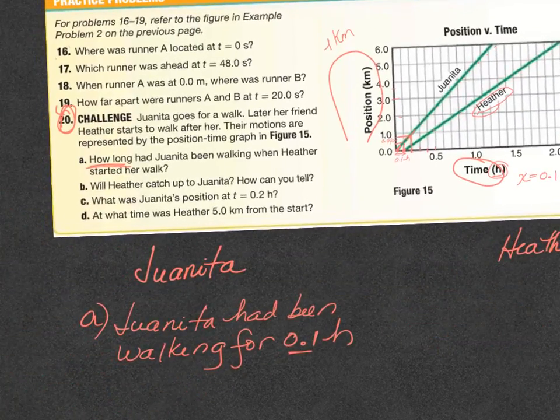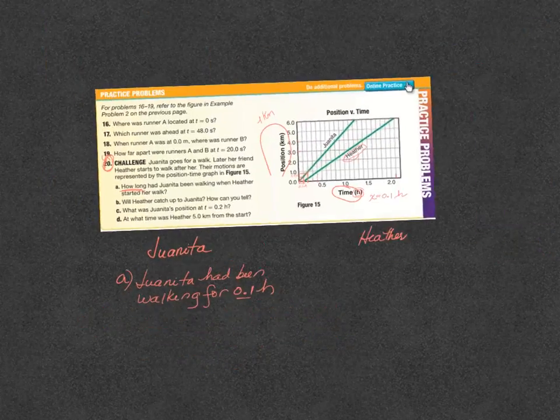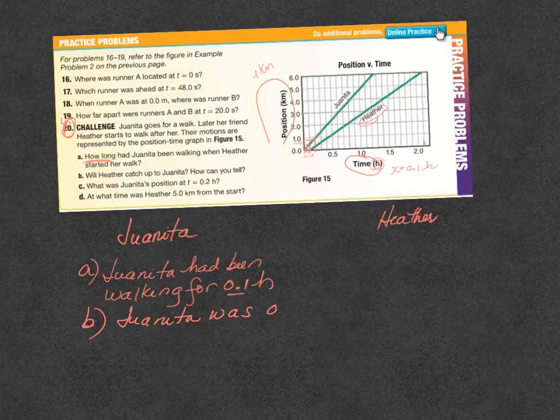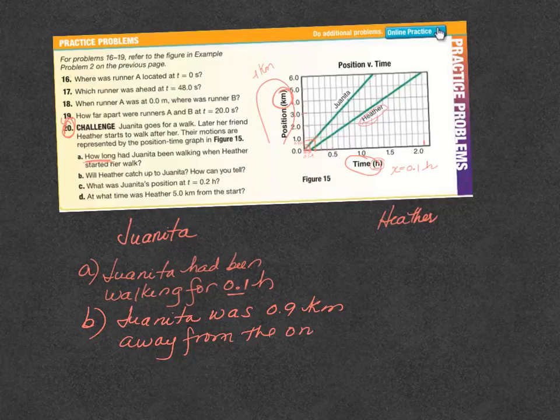So Juanita's position was, remember that you are giving direction, 0.9 kilometers, with the unit of measurement that you have there, away from the origin. We don't know if that position is west or east, because we don't have that information.